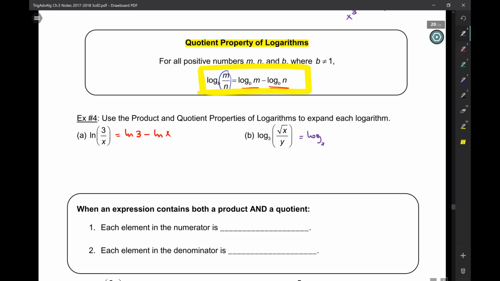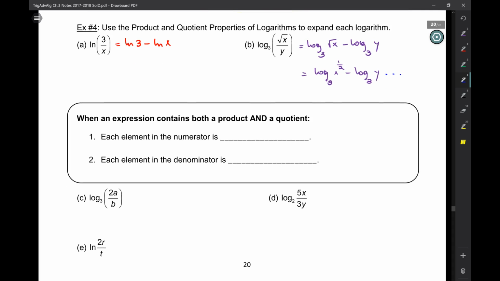Log base 3, right? Let me do an intermediate step. Minus log base 3 of y. And then you can't leave it like that because that'll just be half credit. X to the 1/2 minus log base 3 y. And this too, dot, dot, dot, to be continued. Okay? We're going to come back to it.